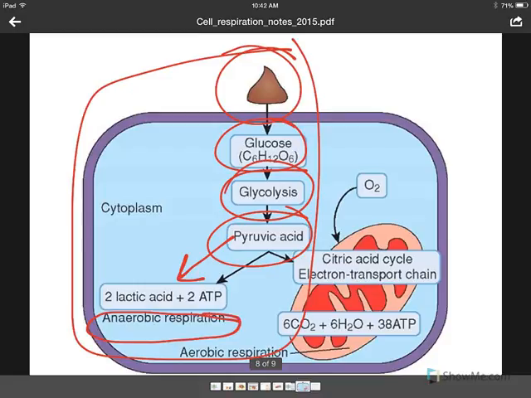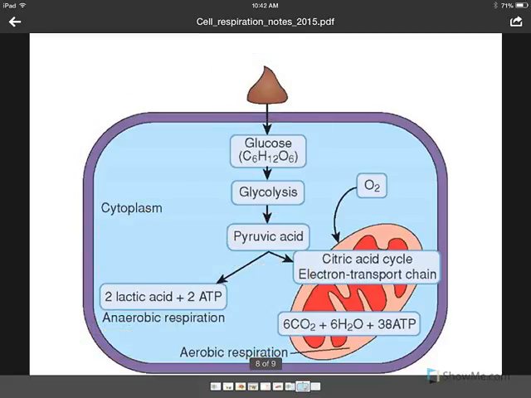And because we're not using the mitochondria, there's also no oxygen being used. So if you don't have oxygen available to your cells, aerobic respiration can't happen. But another form of respiration, anaerobic respiration, is going to occur.